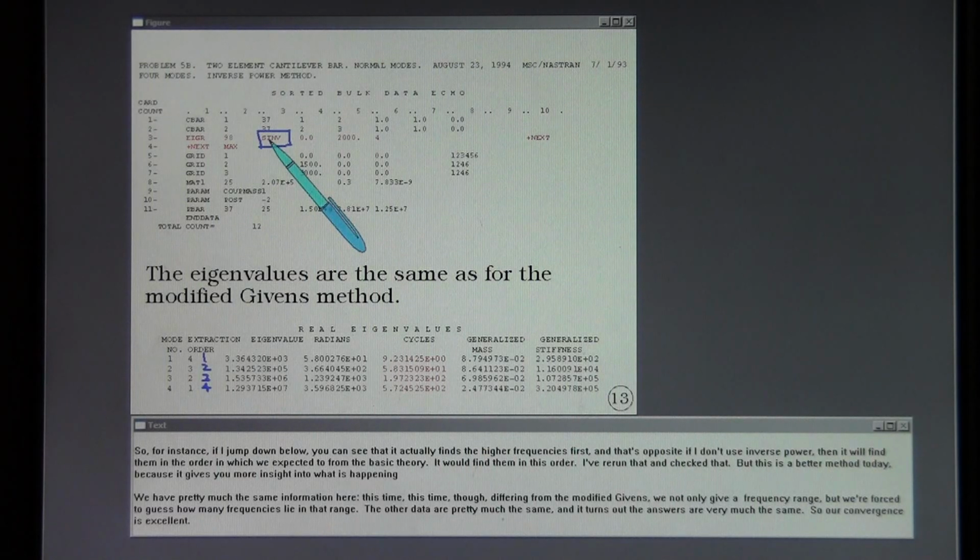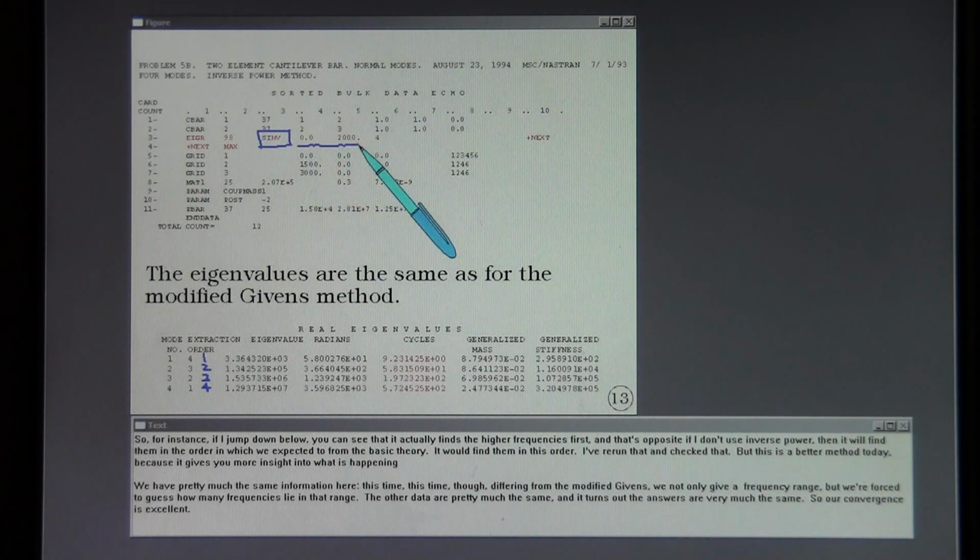We have pretty much the same information here. This time, though, differing from the modified Givens, we not only give a frequency range, but we're forced to guess how many frequencies lie in that range. The other data are pretty much the same, and it turns out the answers are very much the same. So our convergence is excellent.